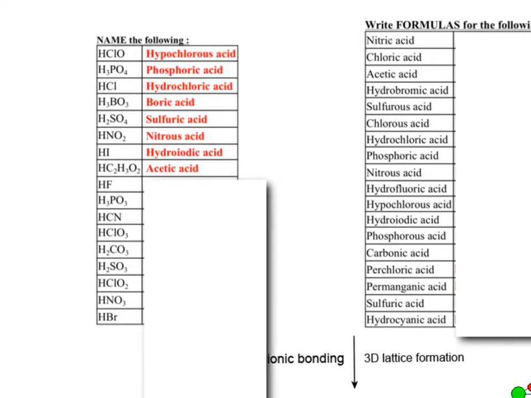All right, so this is hydrofluoric acid because the anion is an ide. The next one, H3PO3. It's not hydrogen phosphite, it's phosphorus acid.